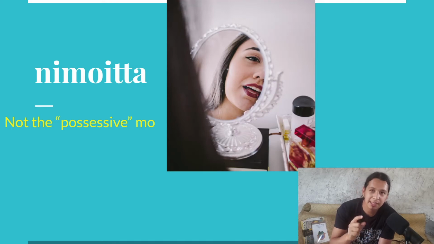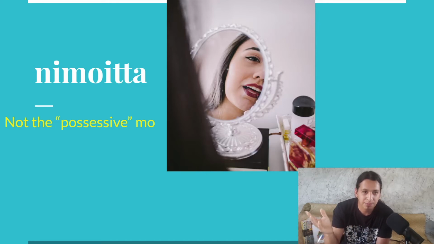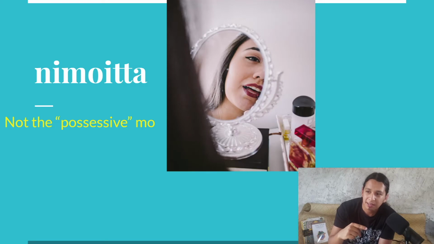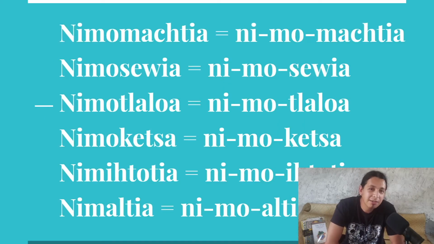So I cannot say nik mo ita. That would not make sense. I either have to use the K or the mo. If I use the K, nik ita, that means I'm seeing it. Ni mo ita, I see myself. For example, in the mirror. Ni mo ita.